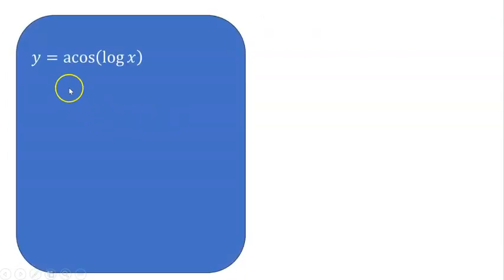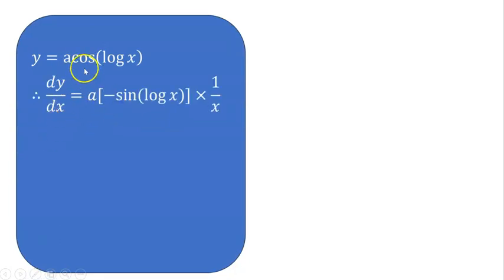Now see this, we'll simplify here. y is equal to a cos of log x, so dy by dx is equal to a times the derivative of cos of log x, which is minus sine of log x into the derivative of log x, which is 1 upon x. Next simplification, this x will come to the left hand side. Therefore x into dy by dx is equal to minus a sine of log x.